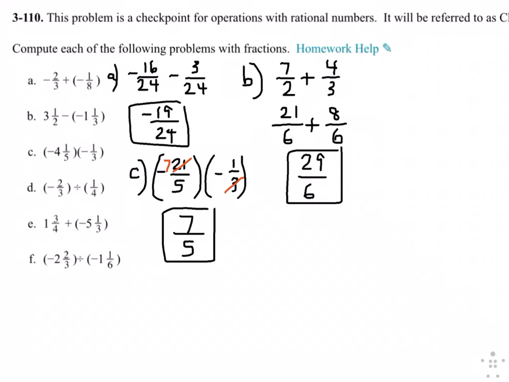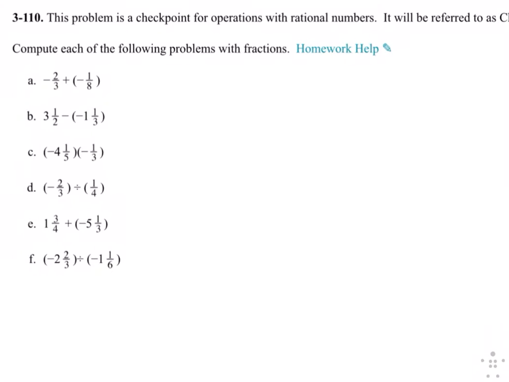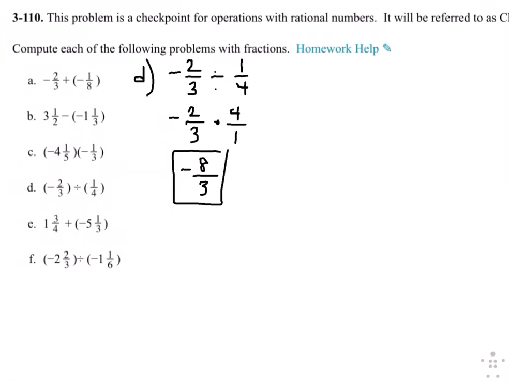Okay, for D, let's clear this and make some more space. For D, we have negative 2/3 divided by 1/4, which is the same as negative 2/3 times the reciprocal, 4 over 1, right? So we get negative 8/3. 2 times 4 is 8, 3 times 1. So negative 8/3 for D.